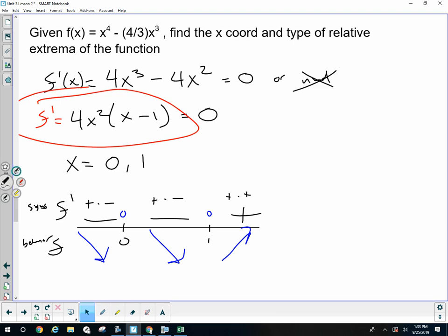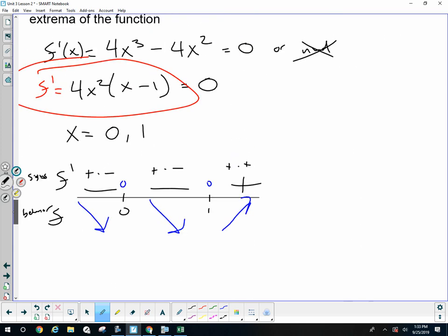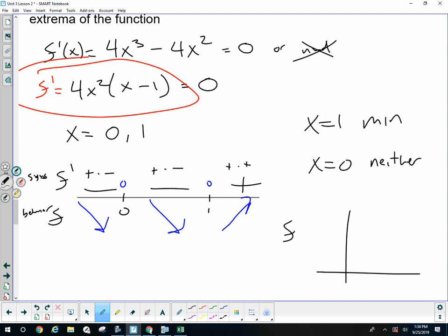That means x equals 1 is an extrema. It's a min. x equals 0 is a critical point, but is neither a max nor a min. Okay? You would be able to just sketch.